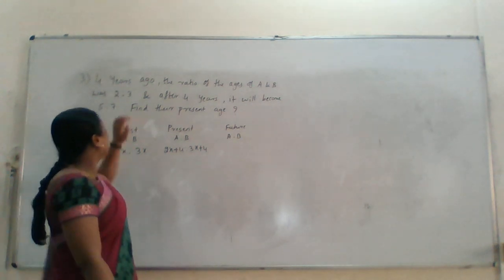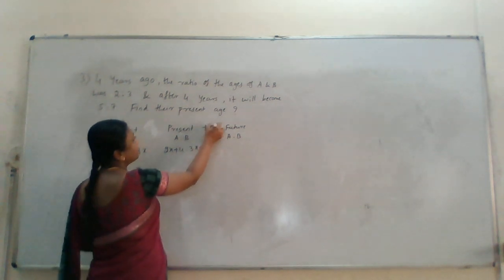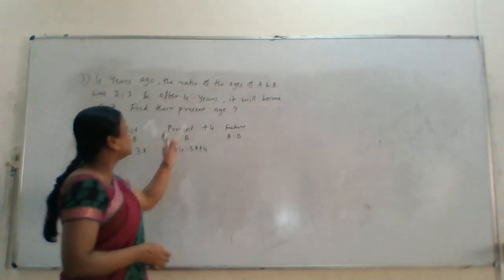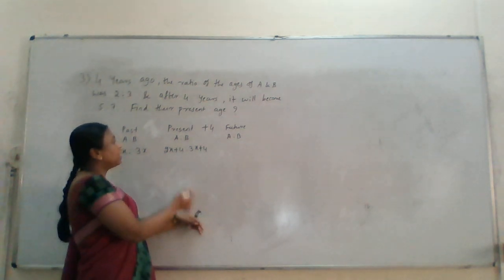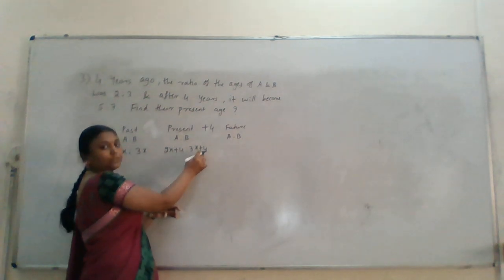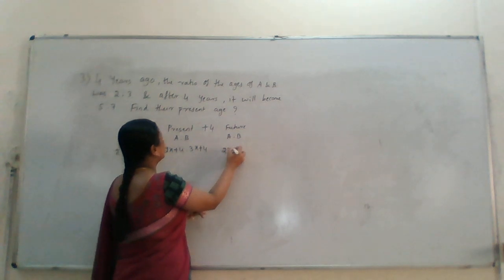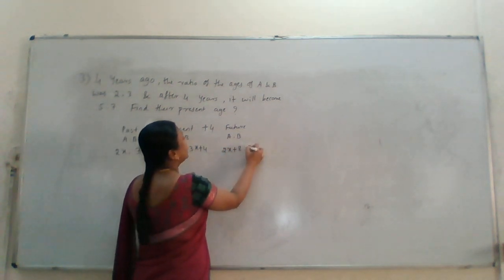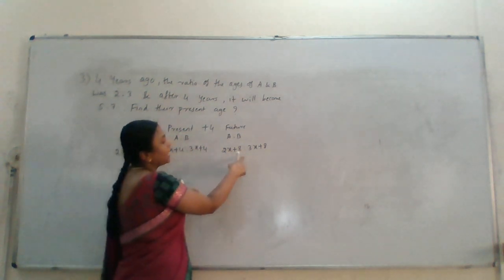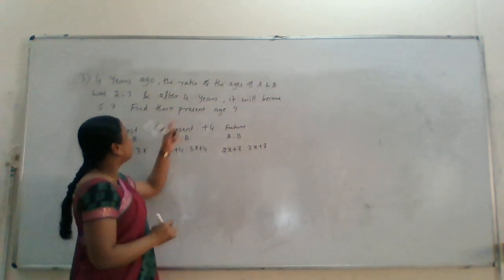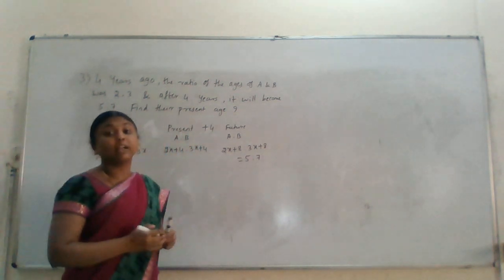Next, after 4 years means again add 4 years for each A and B. That means 2x plus 8 is to 3x plus 8. So already 4 is there, again add 4: 2x plus 8 is to 3x plus 8. It will become 5 is to 7. This is the given data.